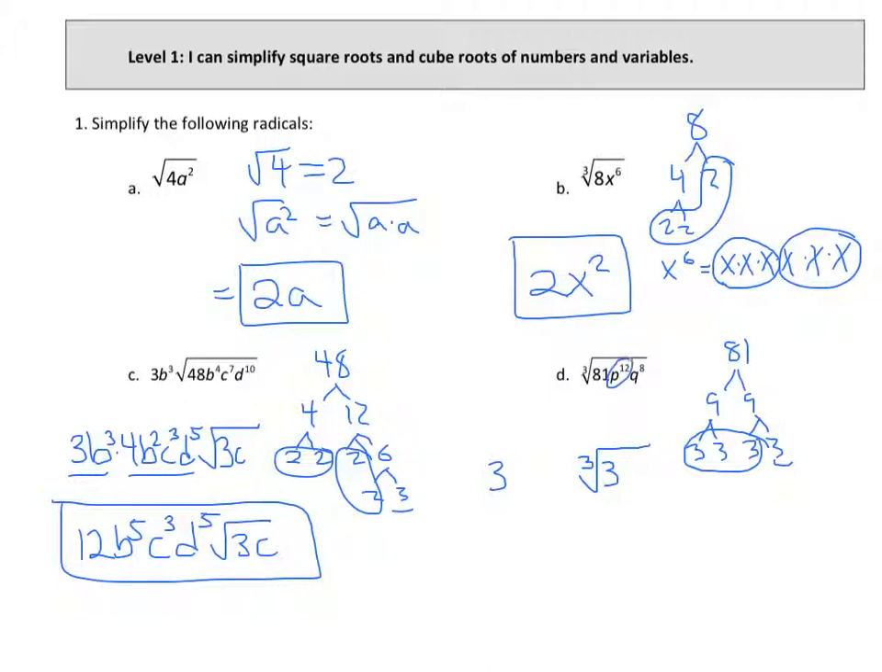Then for my p's, I want to know how many groups of 3 p's, and there would be 4 groups of 3. So we get p to the 4th. And then for the q's, how many groups of 3 q's are there? In 8, there would be 2 groups of 3. So we take out q to the 2nd, and there will be 2 q's. Sorry, that's a q. 2 q's left inside. And that's our final answer.